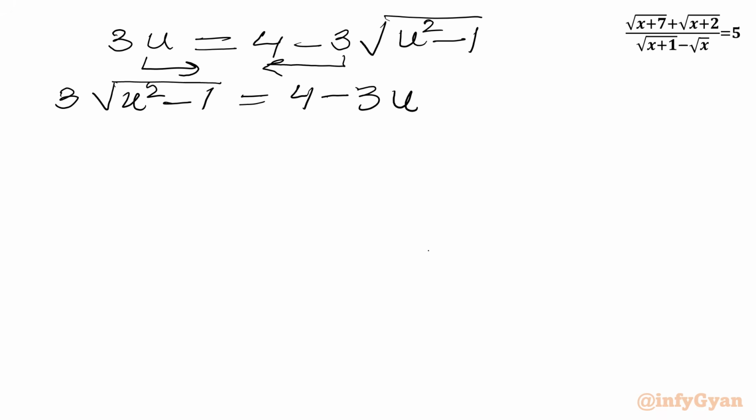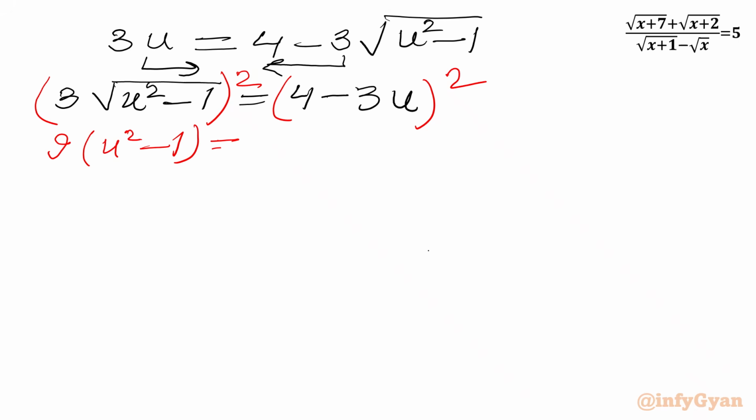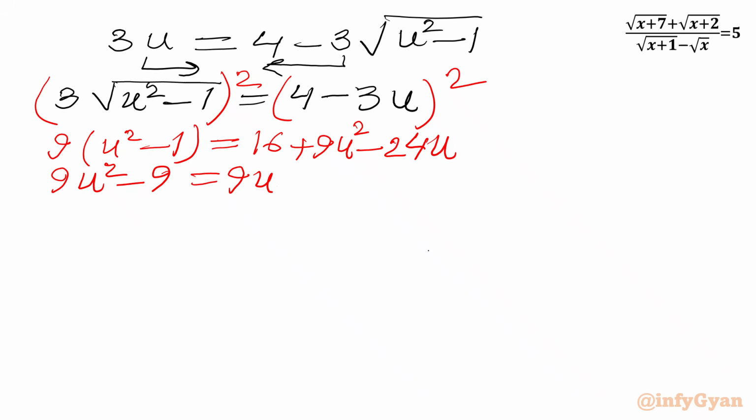Now we have a single square root in LHS. So we'll be squaring for the last time. We will get 3 square is 9. Square root of u square minus 1 whole square is u square minus 1, equal to 4 square is 16, 3u whole square is 9u square, minus 24u. Or we can write 9u square minus 9 equal to 9u square minus 24u plus 16.